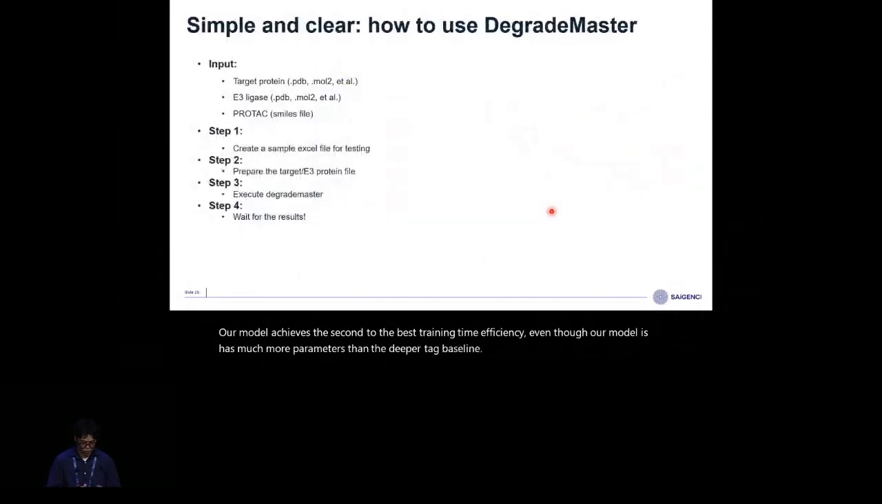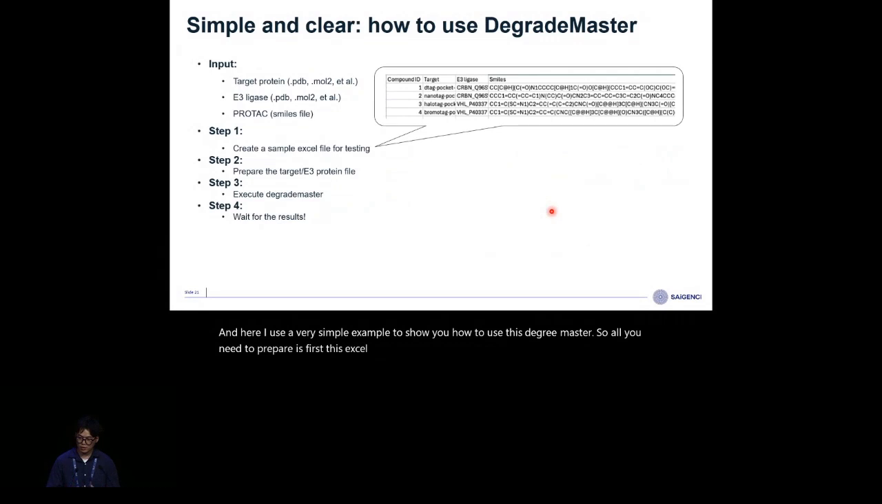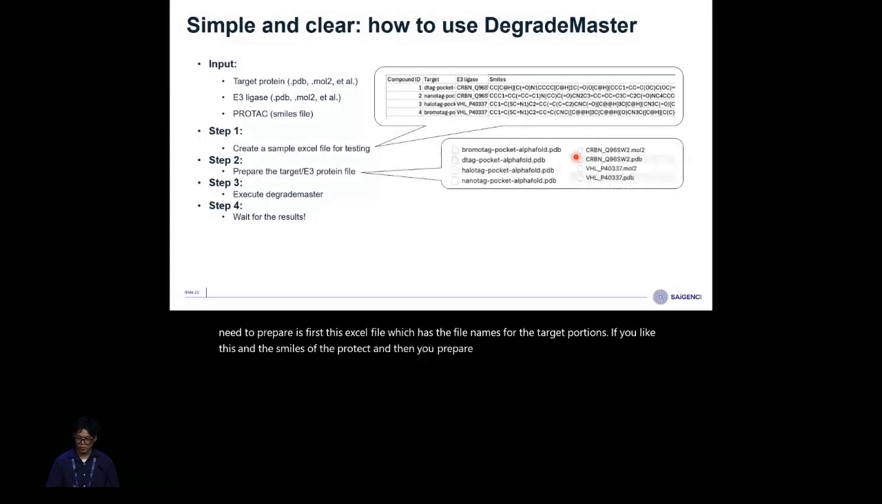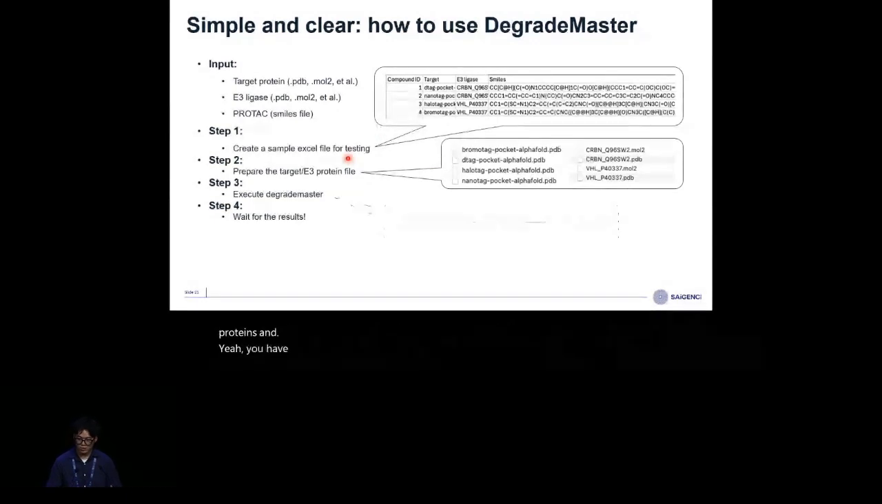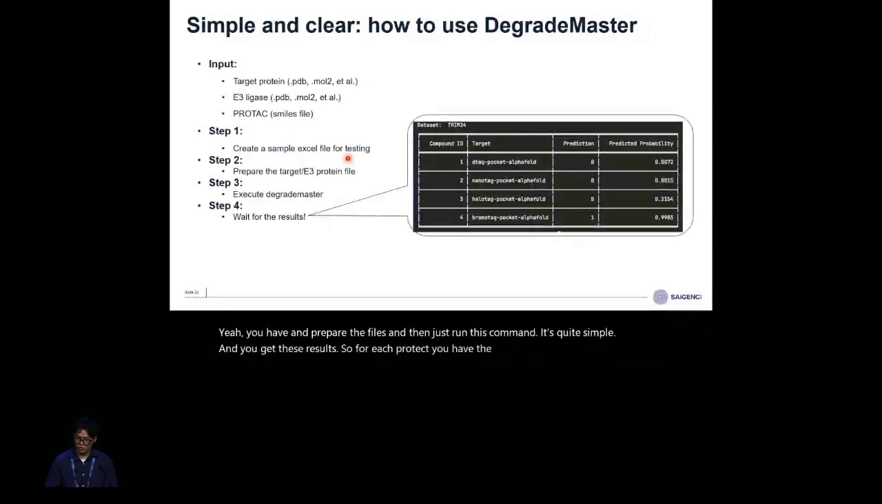And here I use a very simple example to show you how to use this DegradeMaster. All you need to prepare is first this Excel file, which has the file names for the target proteins, the ligase, and the SMILES of the PROTAC. And then you prepare the PDB files or the MOL2 files for the proteins, and then just run this command. It's quite simple, and you get these results. So for each PROTAC, you have the prediction scores and the prediction probability of this PROTAC corresponding to each target protein.